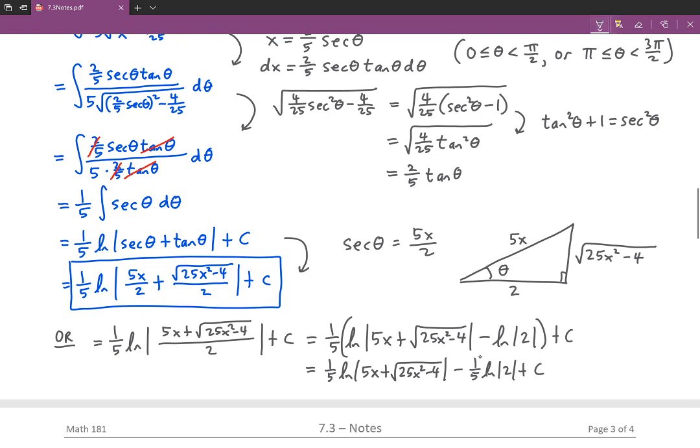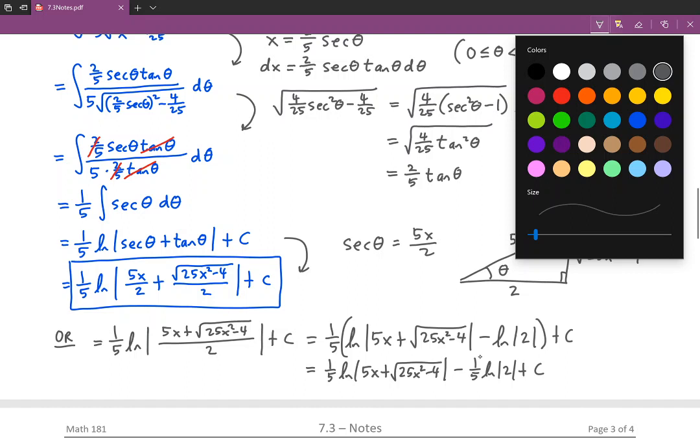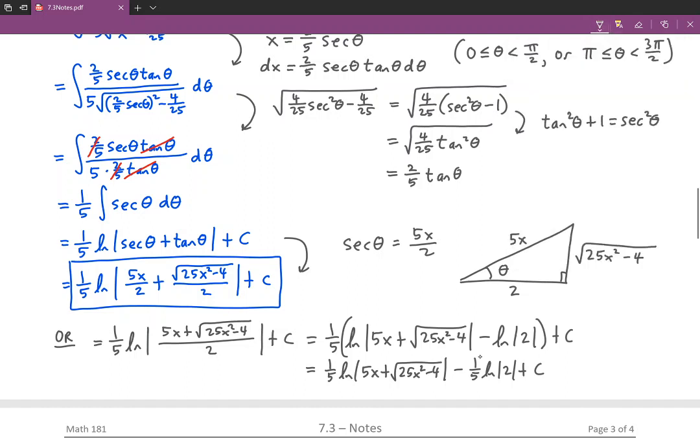And here's where the 2 disappears, because if you look at, let me choose a good color here. There we go. That's not a good color. Okay. So if you look at the minus 1/5 ln absolute value of 2 plus c, that's just a constant. We could call that plus k right here if we wanted to. Or we could just use c again, like a lot of people do. And so that's where the 2 would disappear.